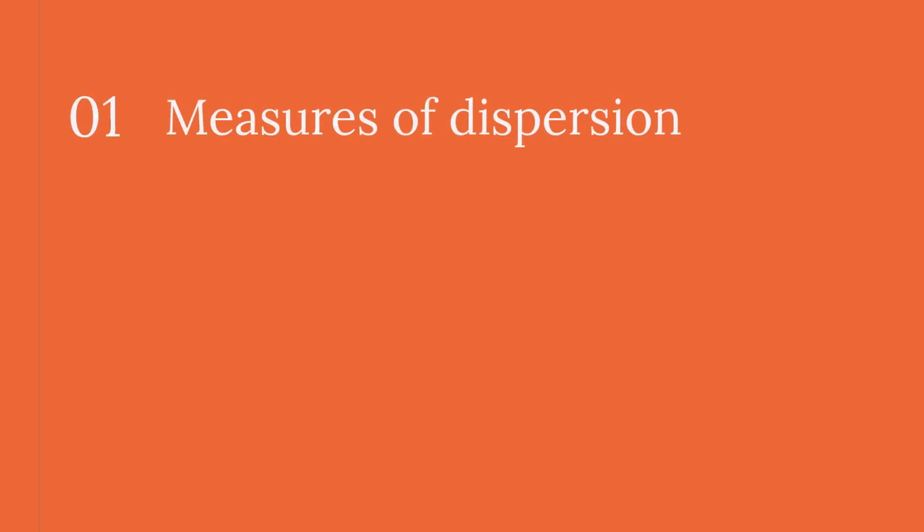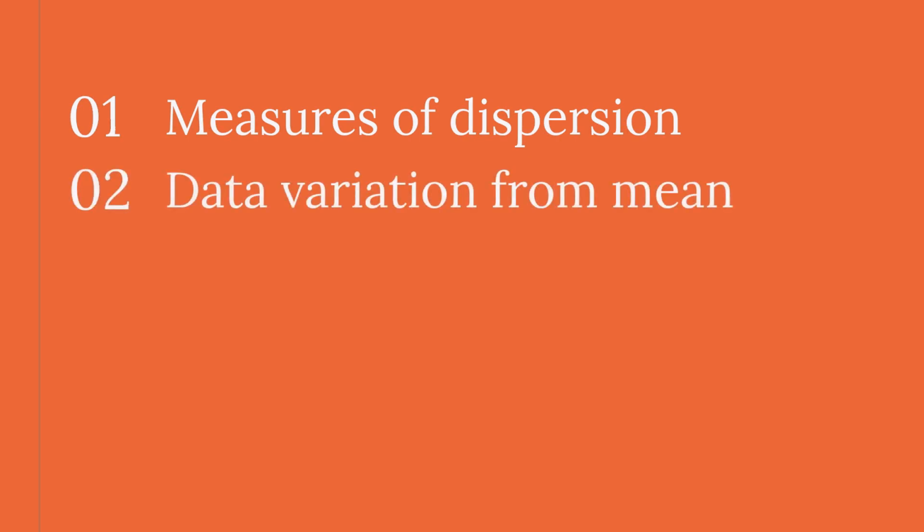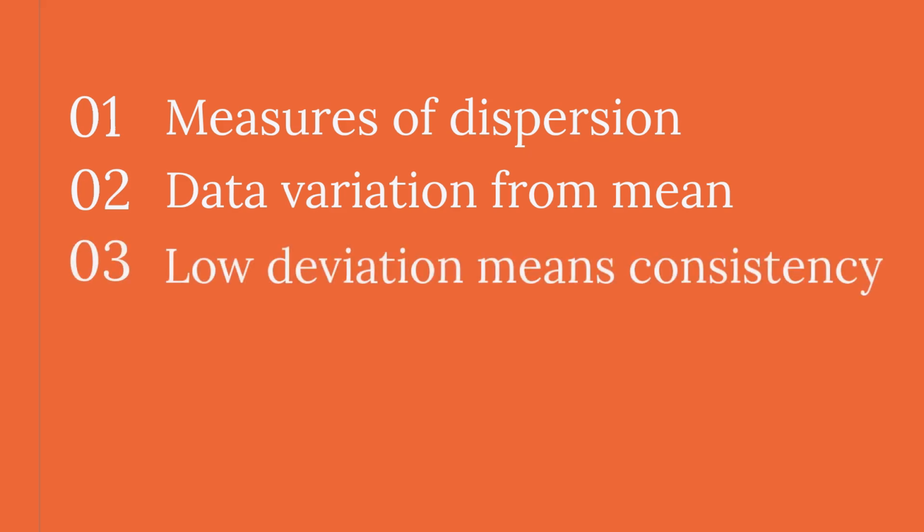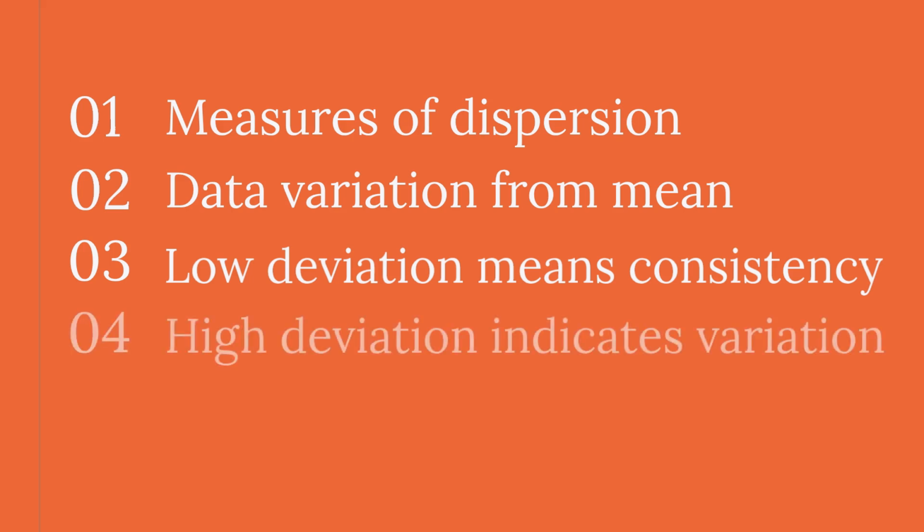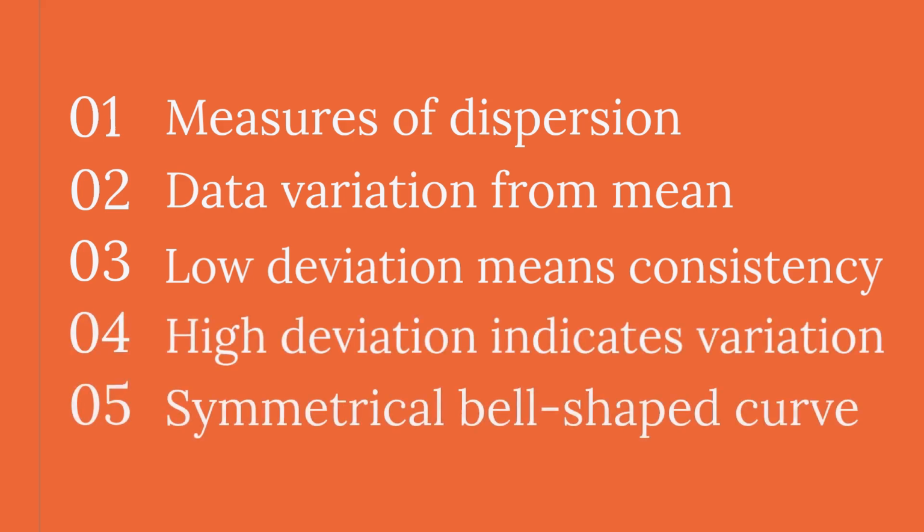Measures of dispersion show data spread. Standard deviation indicates data variation from the mean. A low deviation suggests consistency, while a high one indicates variation. Normal distribution assumes a symmetrical bell-shaped curve. Use these measures to understand data variability.